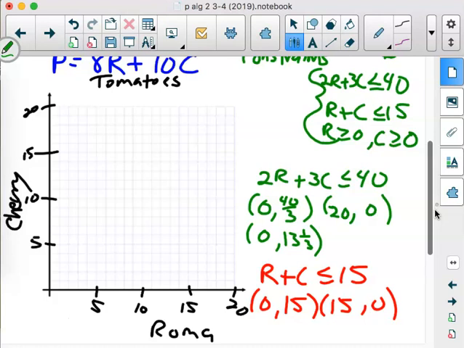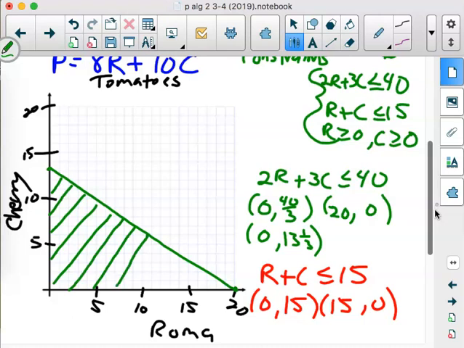You ready to graph? Remember, let's color code. So I'm doing my green one now. That's 0, 13 1/3, and 20, 0. And we did have equals bars. What we didn't have was an unlimited amount of money. So we can't shade out here where all the big numbers are. Gotta shade back here. And you could always test 0, 0. You know, 0, 0 is going to work. 0 plus 0 is less than or equal to 40.